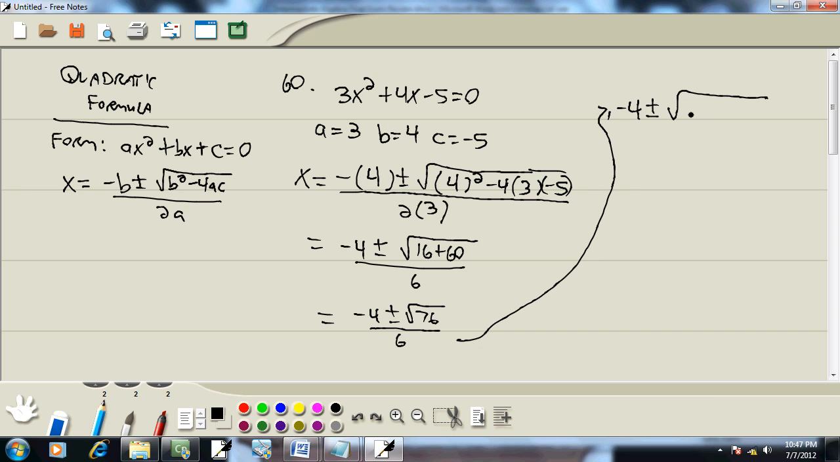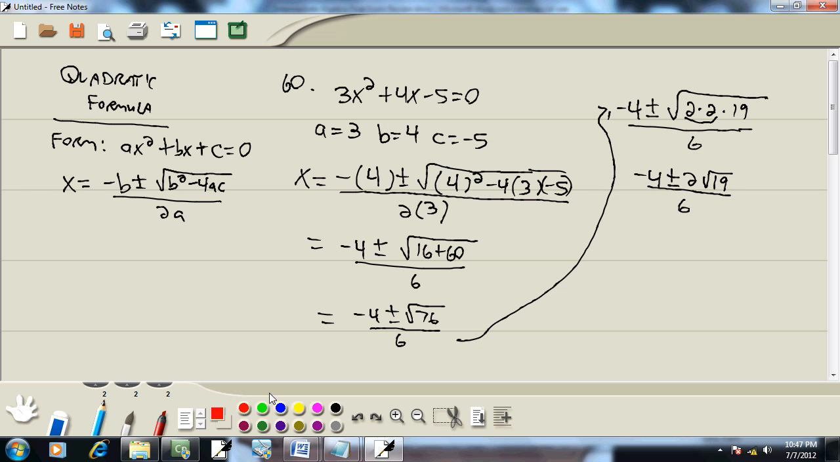Simplify any radicals before you go on. 76 is 2 times 38, and 38 is 2 times 19. So there's our prime factorization of that. Remember, with the square root, we're looking for a pair of somethings. Here's a pair of 2s, so that's going to come out in front as a single 2.